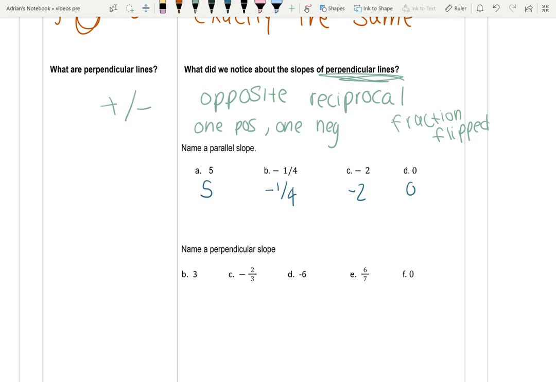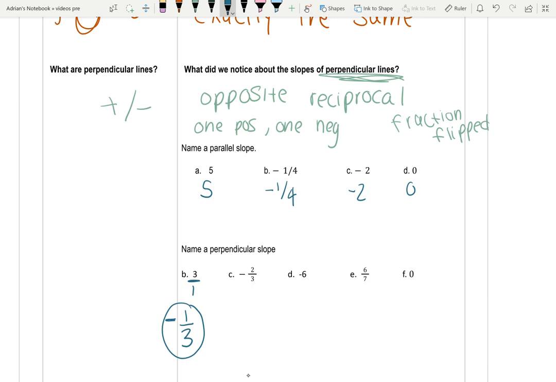Now the reciprocal part. 3 as a fraction is technically 3 over 1. Now I want to flip this and make it 1 over 3, and then I want to make it negative. So this would be my answer. I know that's kind of confusing because you have to think of opposite and reciprocal. But let's try it again.